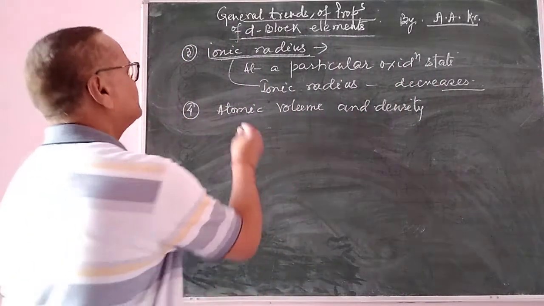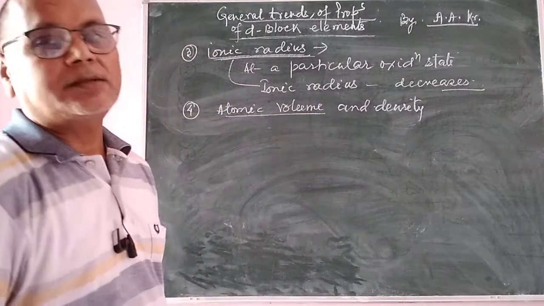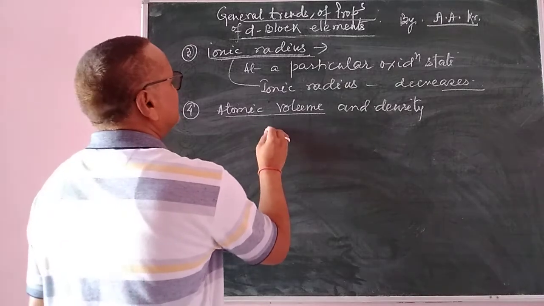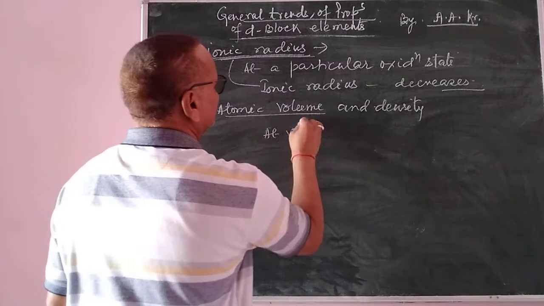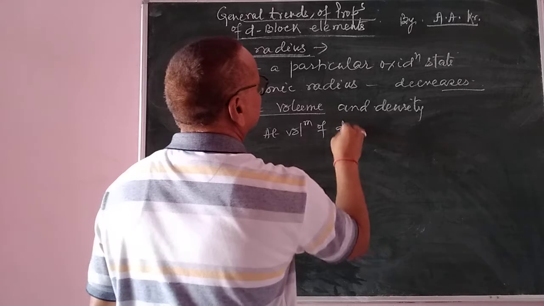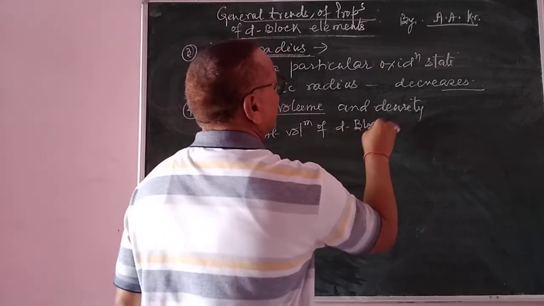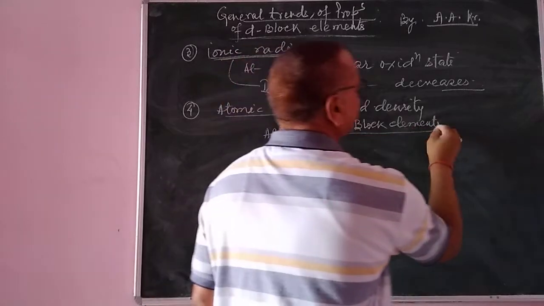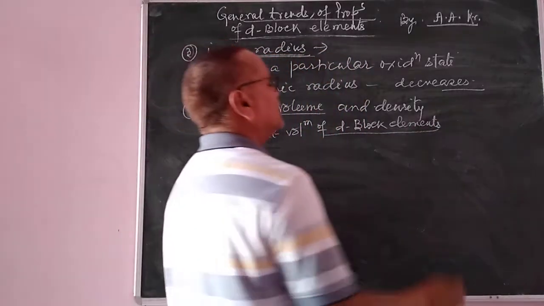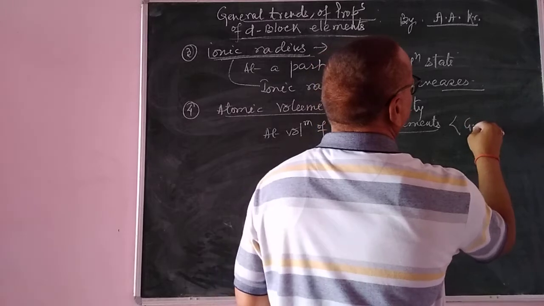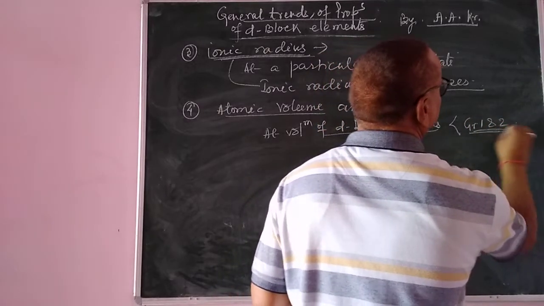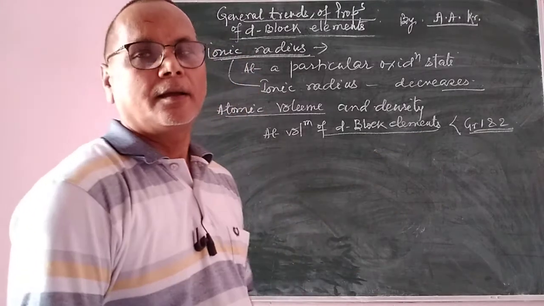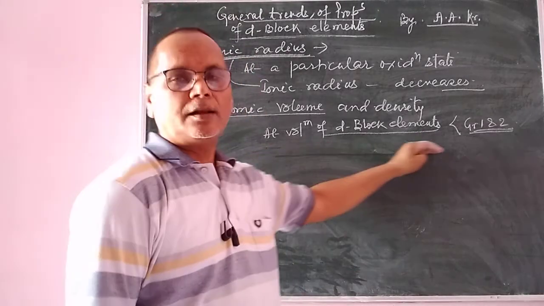Atomic volume of d block elements is smaller than group 1 and group 2 elements, because if we move from left to right in the periodic table, the atomic radius will decrease.